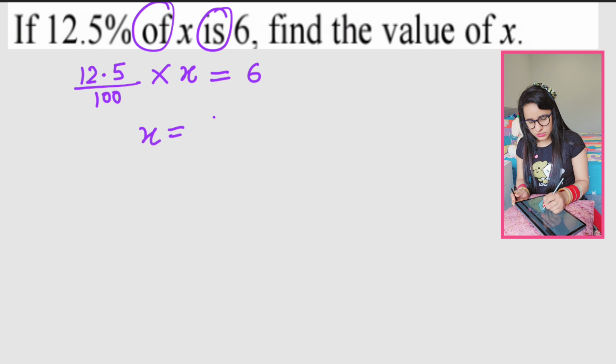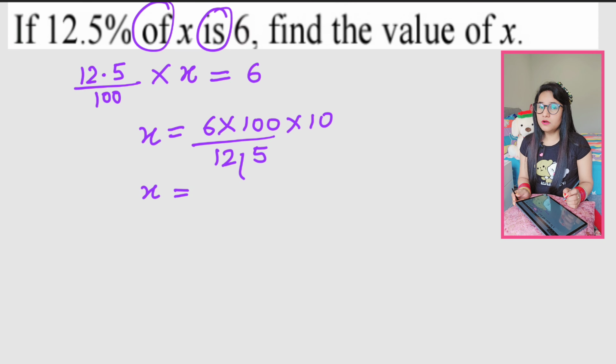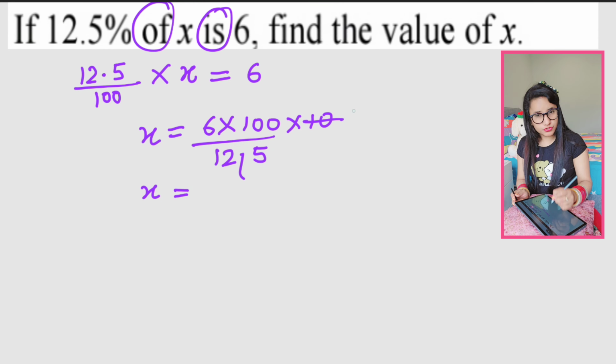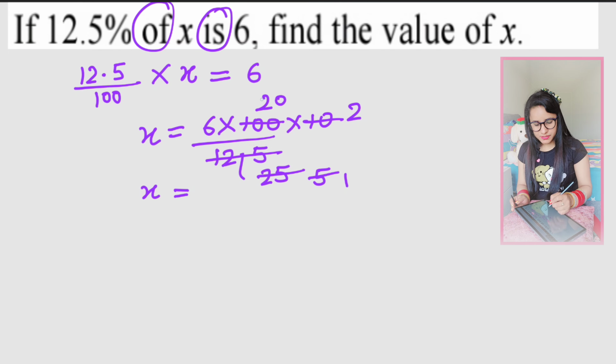x is equal to 6 into 100 upon 12.5. And you know, if you want to remove a decimal sign, you have to put 10 at the numerator. Now, this will get cancelled out with 5. 5 2 times and 5 25. Now, again dividing it by 5. 5 times and 20 times. Again, 1 time and 4 times. Simple, multiply the numbers at the numerator. 6 into 4 into 2. Then you will get 48. Okay.